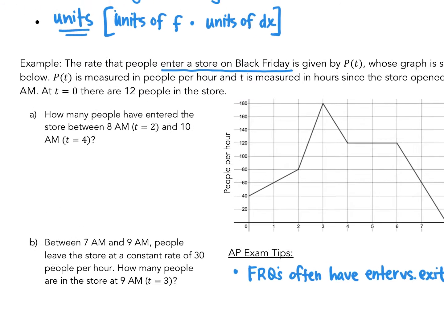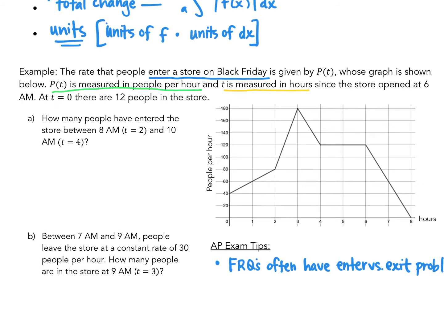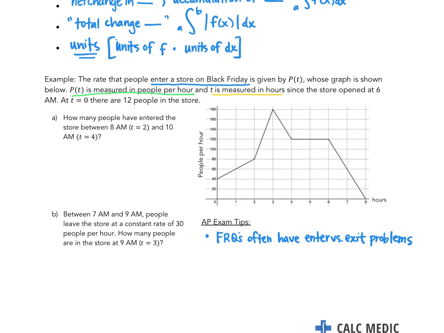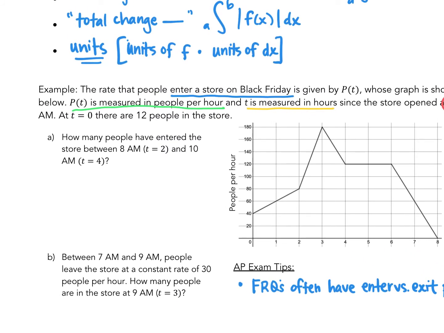Okay, so let's look back at this. We've got P of t, and let's look at what P of t is measured in: people per hour. This is the people that are going in. And t is measured in hours itself. We are starting at 6 a.m., so that's important to recognize too. What time of day are you starting? Also, the initial condition is super important because that would adjust your answer. At time 0, there are 12 people in the store.